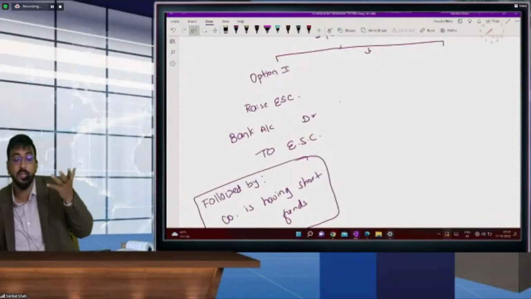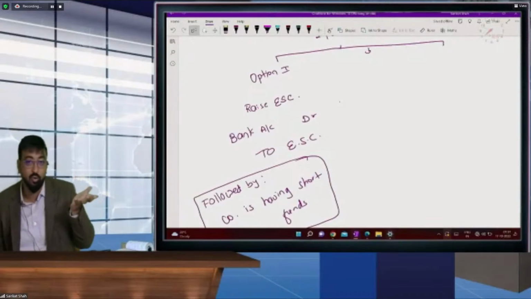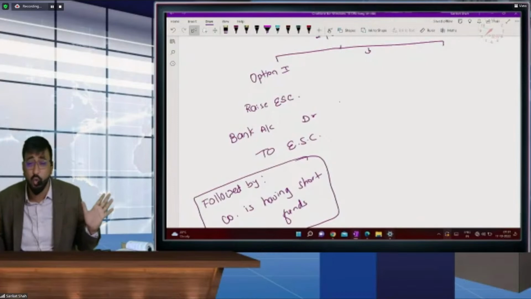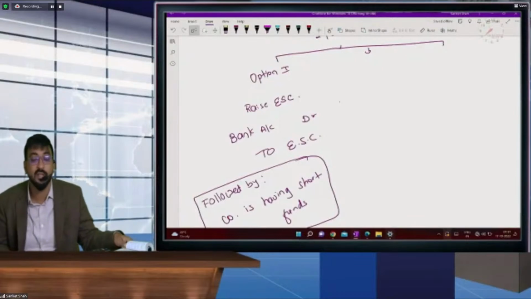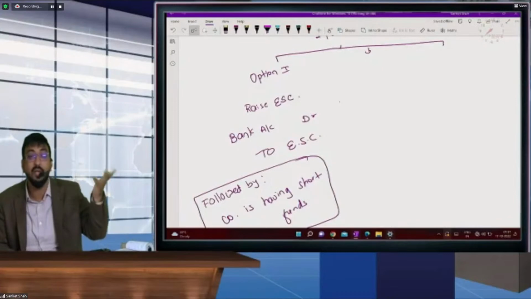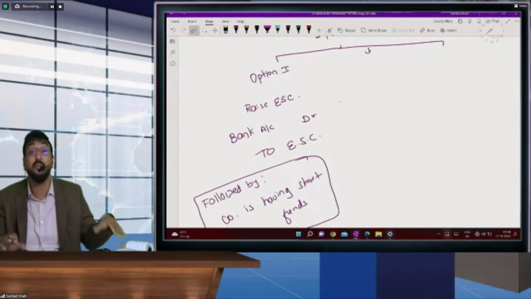How to return this? Suppose I have taken a loan from Mr. X. Now I want to return that amount. One option is that if I have huge funds, I will return his money from my own funds. The second option is that I will take money from Mr. Y and return money to Mr. X. So in this case, Mr. X is a preference shareholder and Mr. Y is the equity shareholder.